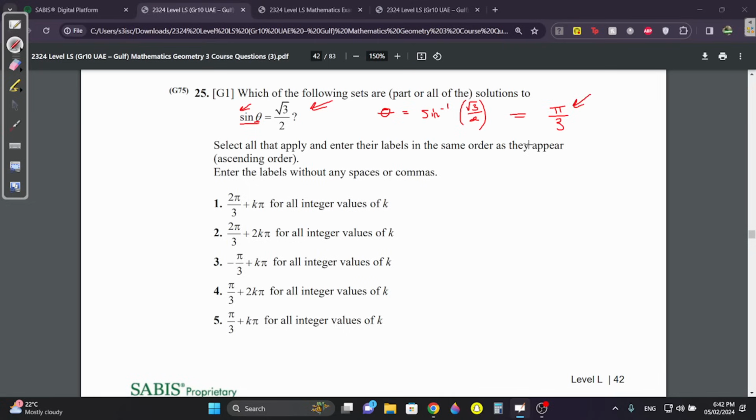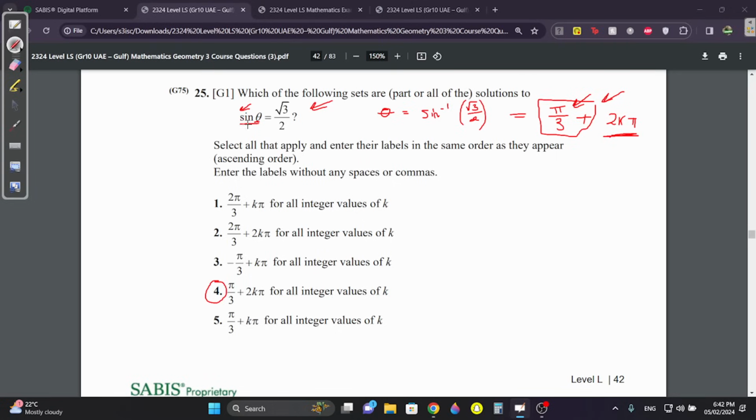Now, what you do with this pi over 3, since we're talking about radians, usually we put 360k, but we can't put 360 here. You put 2k pi. So you have two answers. The first answer will be whatever you get here, and you always put after it plus 2k pi. So you'll get pi over 3 plus 2k pi.